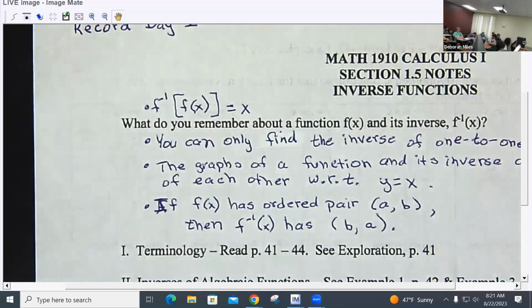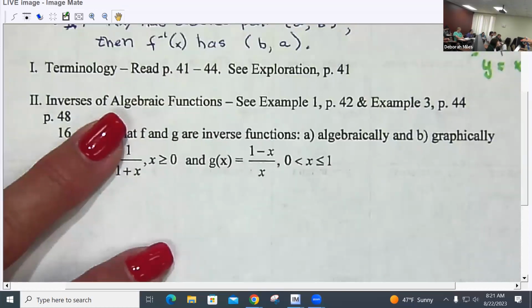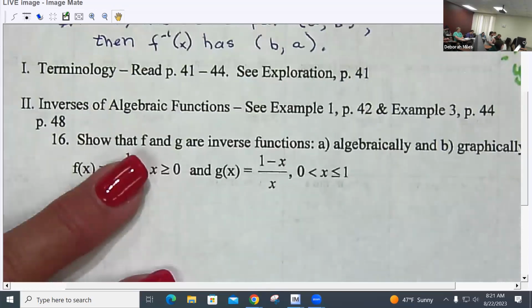So if we put an x value into the function f, we take that answer and put it into the inverse, we should get back out the same x that we originally put in. All right, that's a summary of what's on these pages, and as much as I like to read to you, you have to read it yourself.